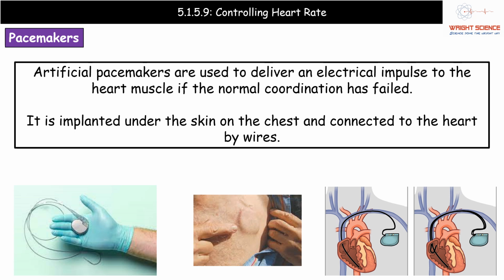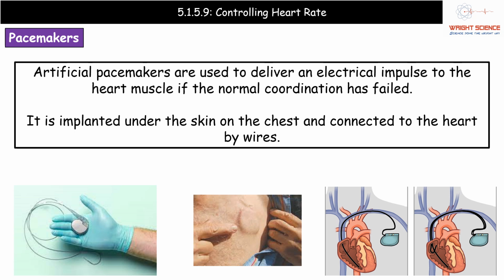So we've got all of these different aspects feeding in so that our heart rate can be altered depending on the situation we find ourselves in, assuming it all works well. Obviously, we know not everything works perfectly in life. And if your heart loses its own ability to control its heart rate, then we need to put something else in to do it for it. And that's what we call an artificial pacemaker.